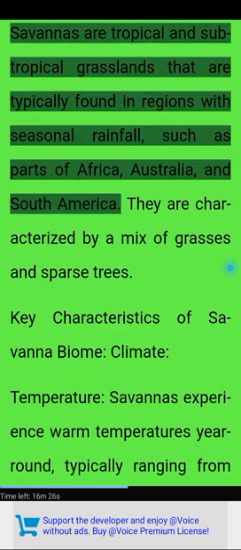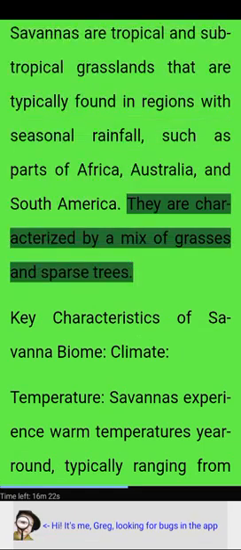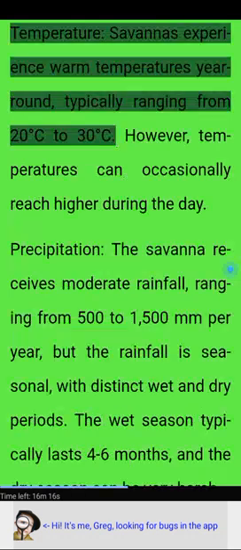2. Savanna biome. Savannas are tropical and subtropical grasslands that are typically found in regions with seasonal rainfall, such as parts of Africa, Australia, and South America. They are characterized by a mix of grasses and sparse trees. Key characteristics of savanna biome: climate.